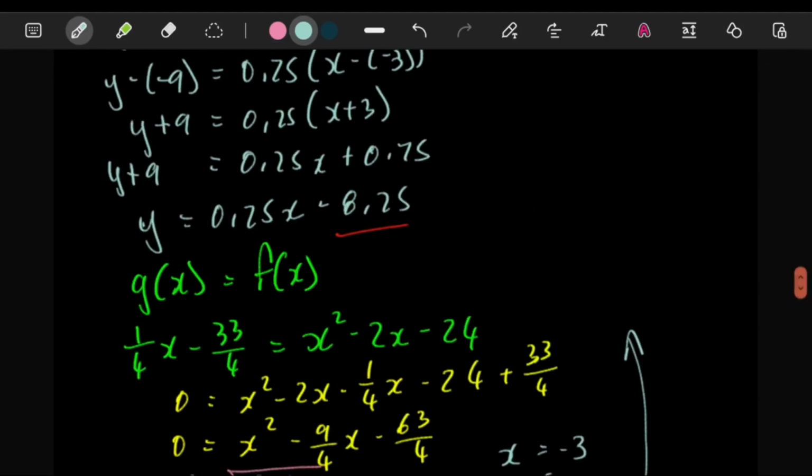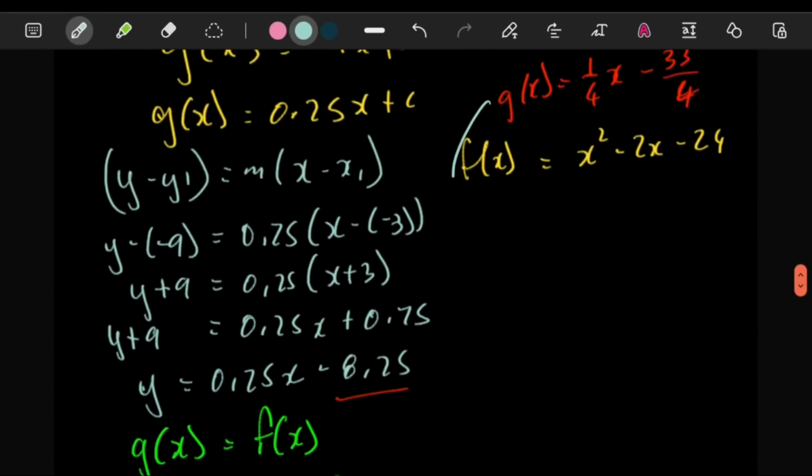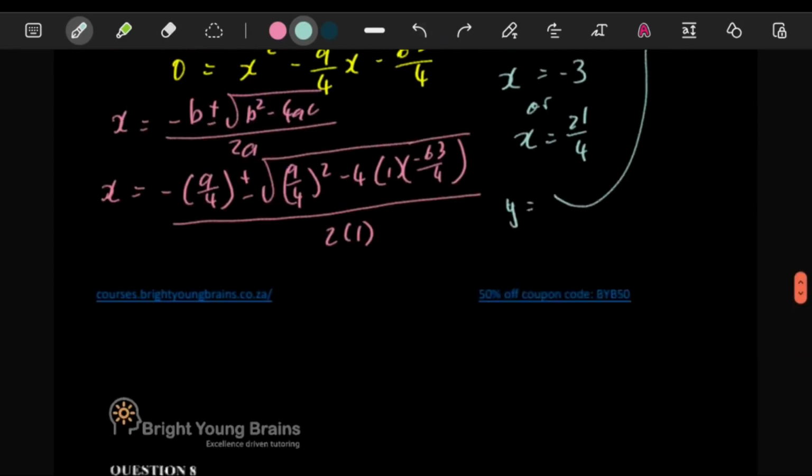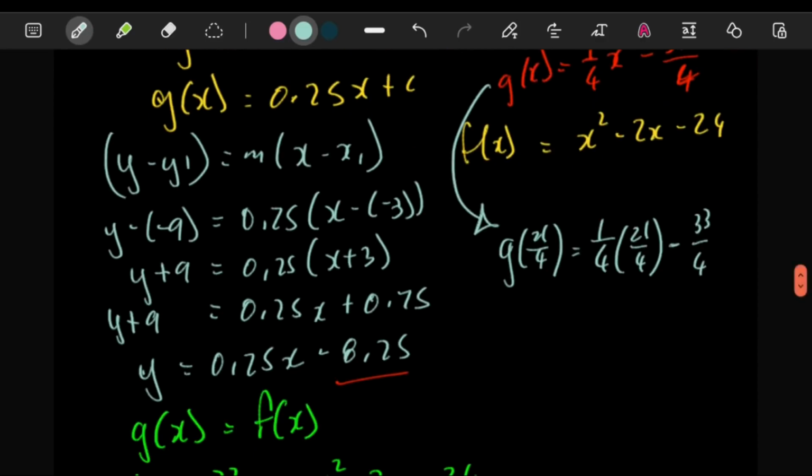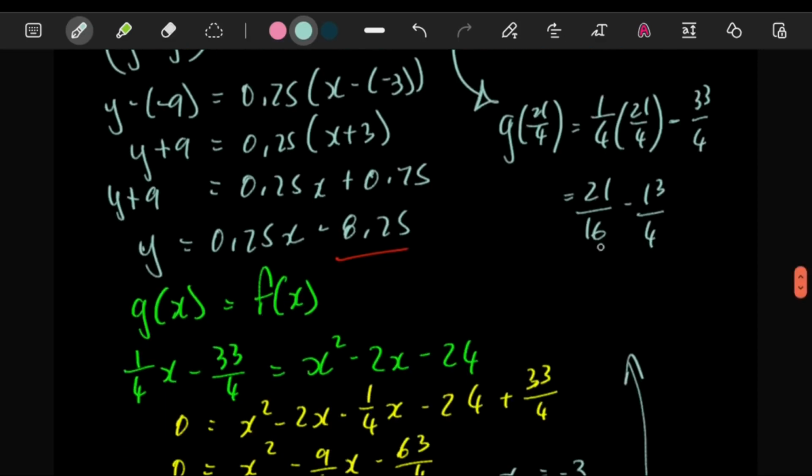Let me put an R over there. So here in this equation, where x is, we're going to put 21 over 4. A quarter times 21 over 4, and then minus 33 over 4. This is like 21 over 16, and 33 over 4. What is this now?